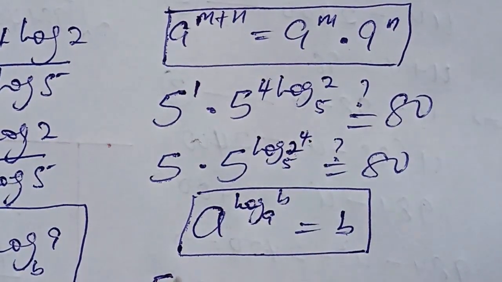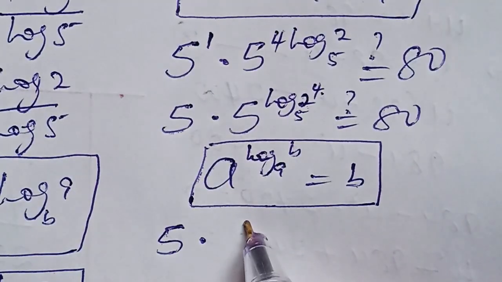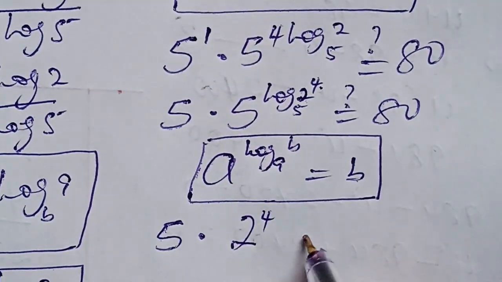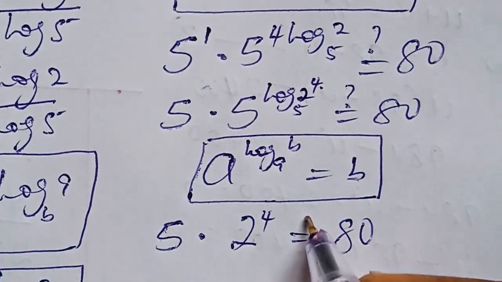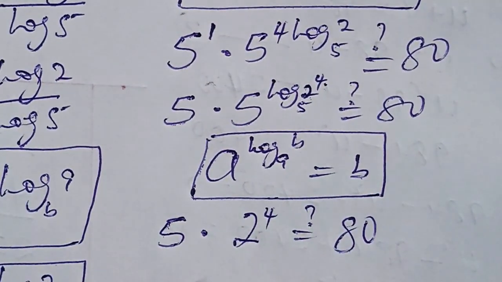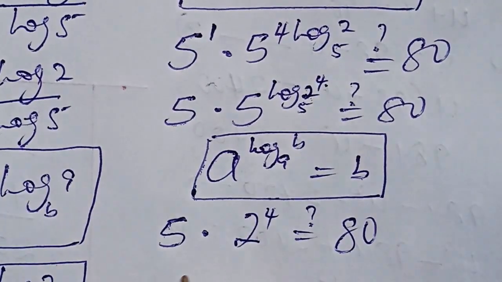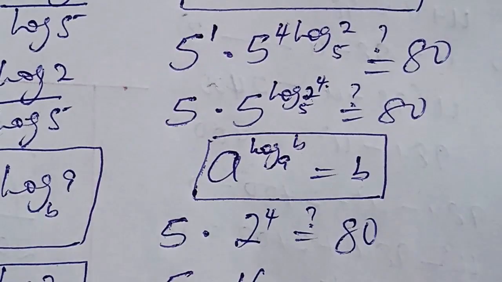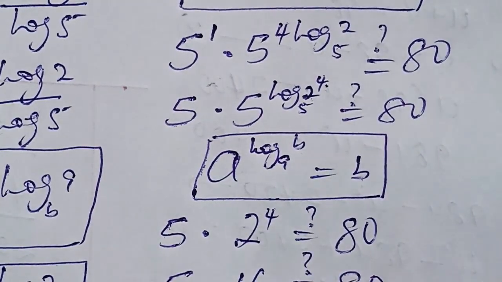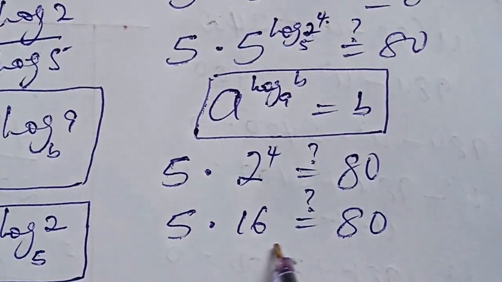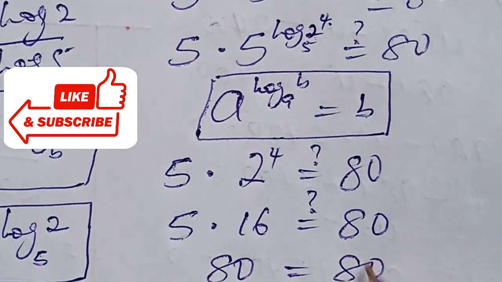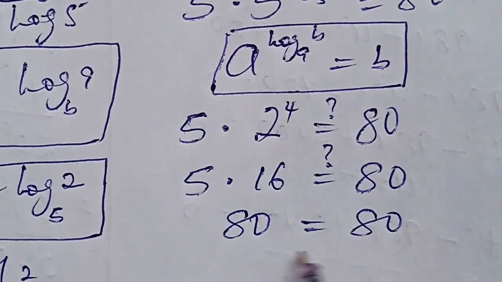So we now have 5 multiplied by 2 to the power of 4 equal to 80. Will that be equal to 80? So considering this, we have 5 multiplied by 2 to the power of 4 equal to 16. So 5 multiplied by 16 is given by 80, and that is equal to 80. And this verifies the value as a correct value.